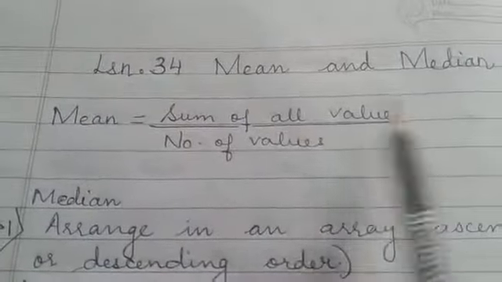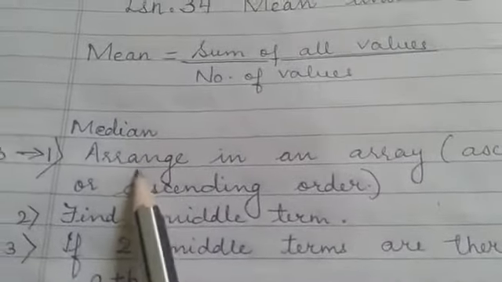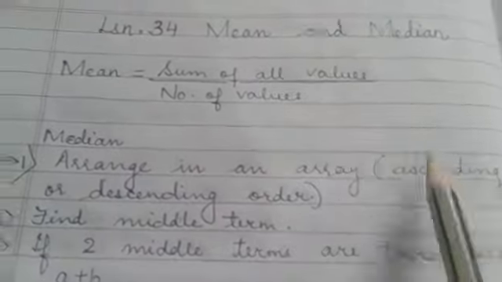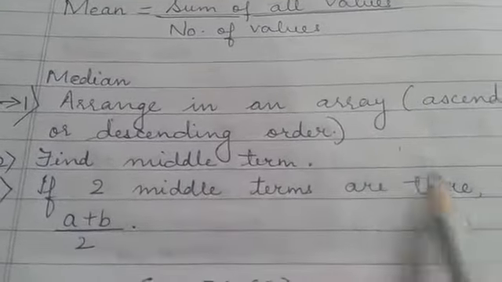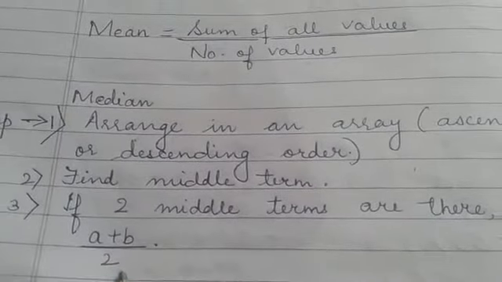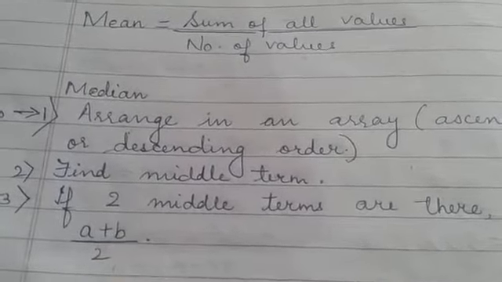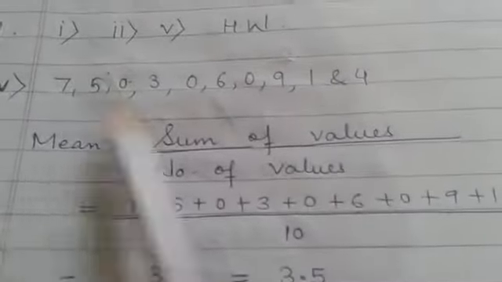Mean is the sum of all the values upon the number of values. How to find median? Arrange in an array, that is ascending or descending order. Find the middle term. If two middle terms are there, you have to do (a plus b) upon 2, meaning addition of the two middle terms upon 2. So just an example was given.